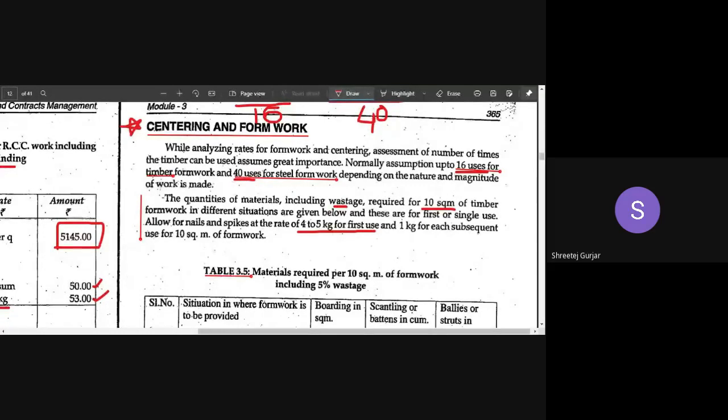In timber work, you hammer your nails into the formwork. And when you are dealing with steel, you need spikes. You cannot drill or hammer nails into your steel, right? We will hold your steel formwork by using spikes. Okay, and we will assume 10 square meter of formwork.